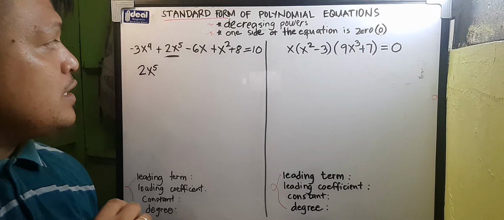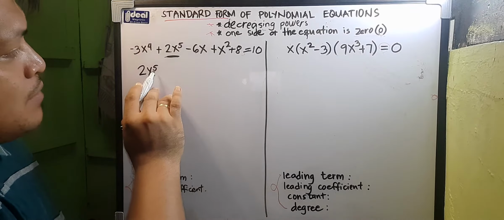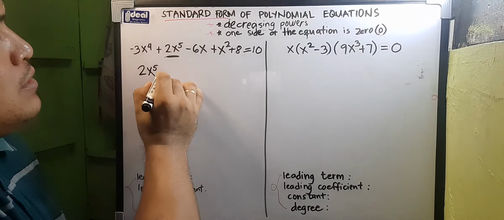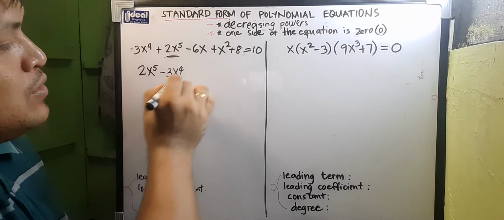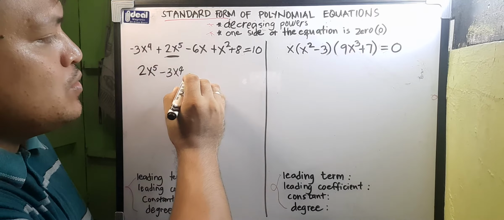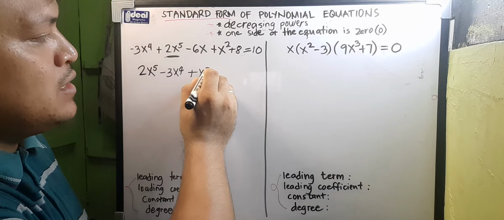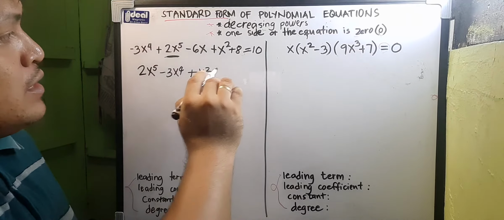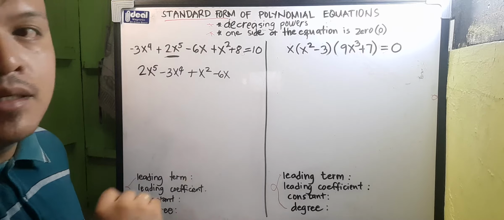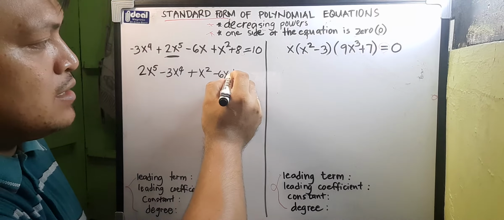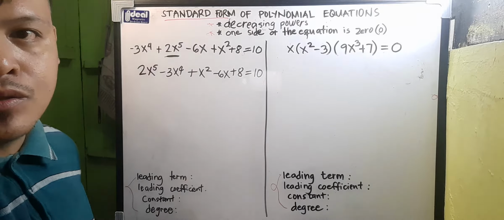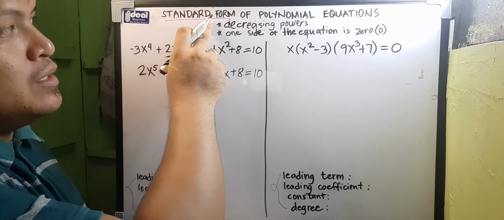Next is after 5, susunod na may pinakamataas na exponent is itong term na to, minus 3x raised to 4. Next, after 4 is 2, so plus x squared. Next one, ito may exponent siyang 1, minus 6x. And next, plus 8 equals 10. So that is the first condition.